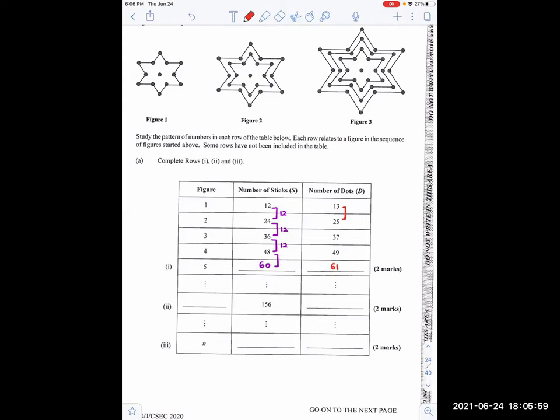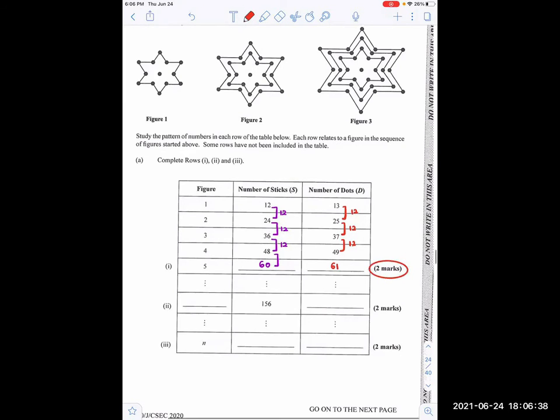What is the difference between 13 and 25? 12. What is the difference between 37 and 25? 12. Right? Here as well is 12. And 49 plus 12 will give me 61. Agreed? Yes. Right. So almost every single student writing mathematics would have gotten these 2 marks.